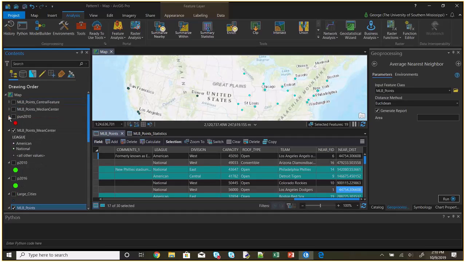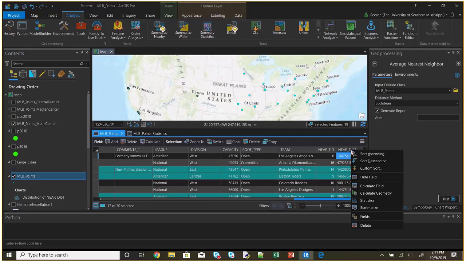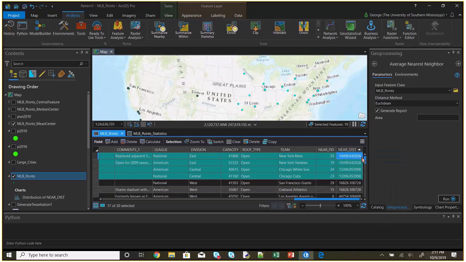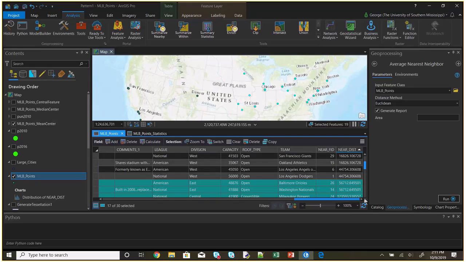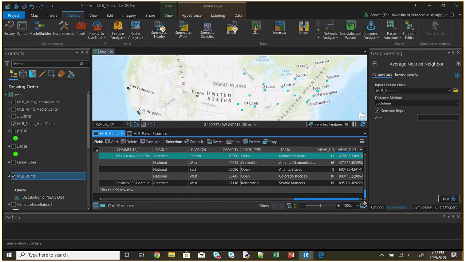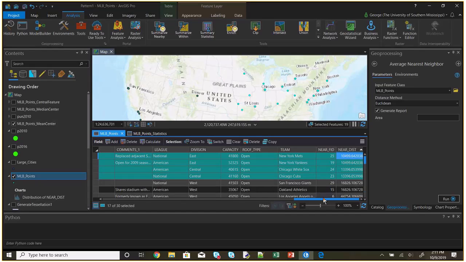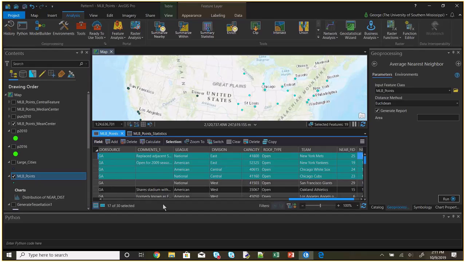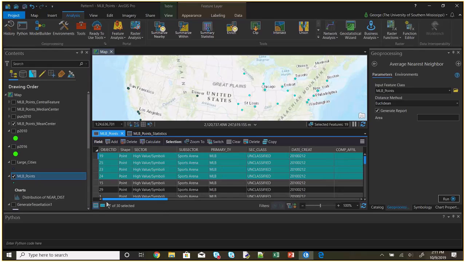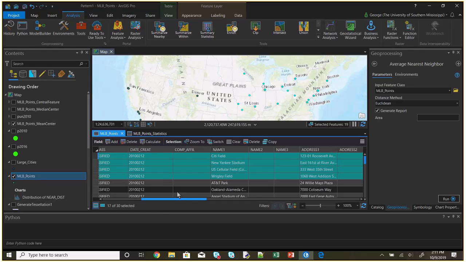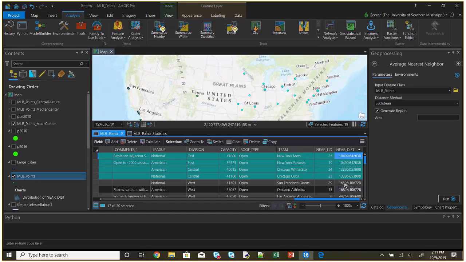Did I run? Oh, the near tool. The near tool just is in the Major League Baseball points. Okay, so if I sort this by near distance and look at the very smallest distance, that's this one. The very smallest distance is 25, and the New York Mets. So the 25 is probably the Yankees. So the closest two teams are the New York teams.